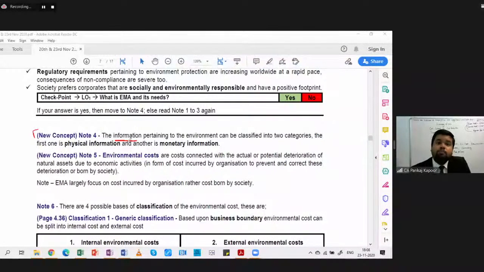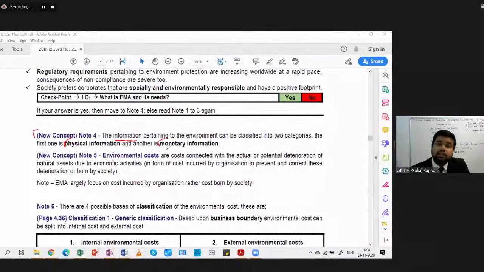If I'm a power manufacturer, an energy company which manufactures power, obviously I may use the thermal technique or the hydro technique or the wind technique. What is the capacity of the plant? It is physical information. What is the quantum of the raw material I use? It is physical information. But what is the value of that material? It is monetary information.